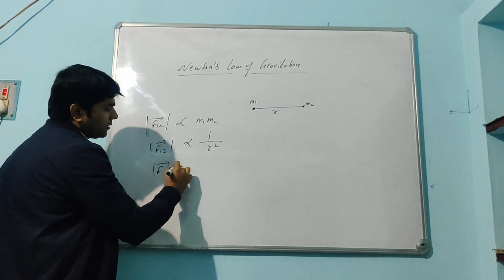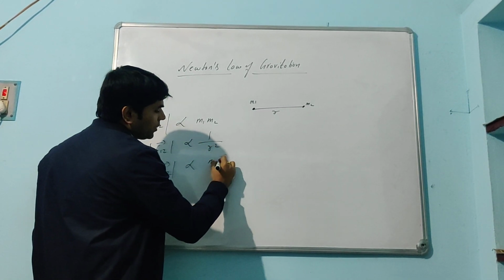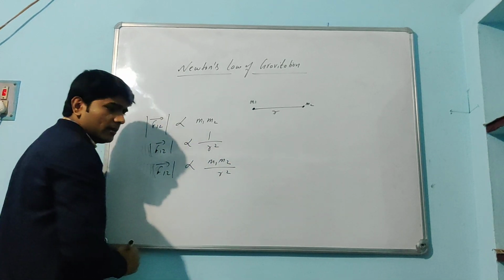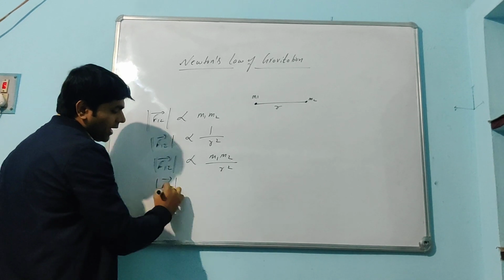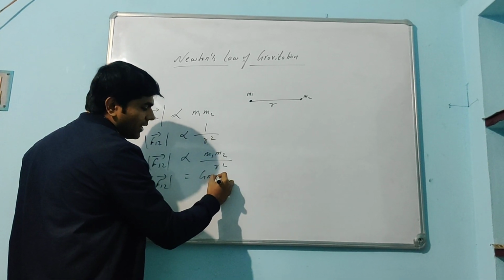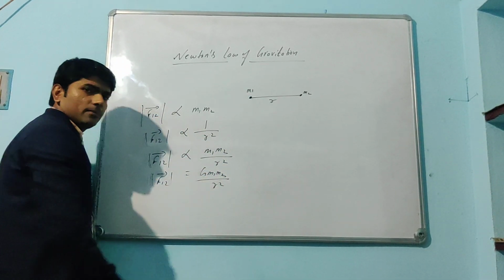So F12, its magnitude, is directly proportional to what? M1 M2 by r square. If I remove this proportionality sign, F12 will be equal to what? G M1 M2 by r square.